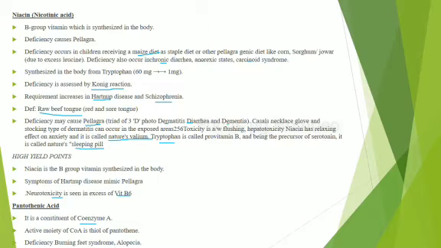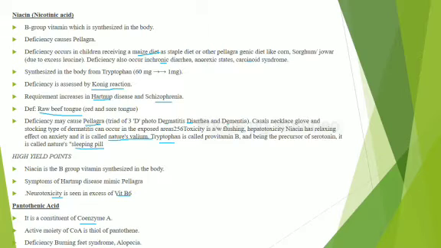Deficiency causes pellagra, which is already told: dermatitis, diarrhea, and dementia. Casal's necklace, and glove and stocking type of dermatitis occurs in this. Toxicity is also associated with flushing and hepatotoxicity.